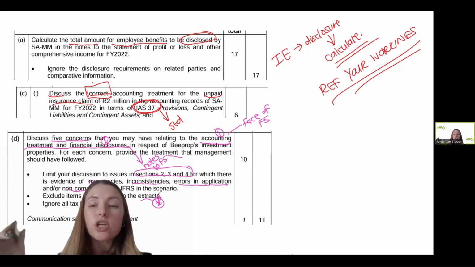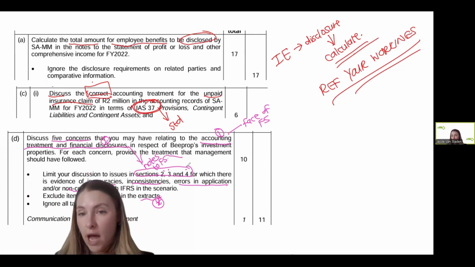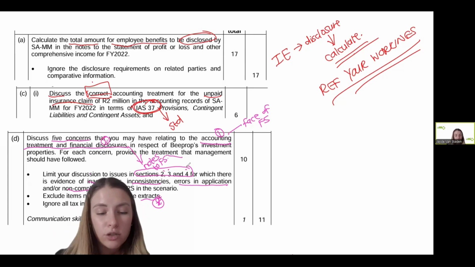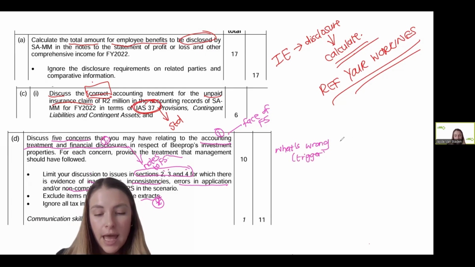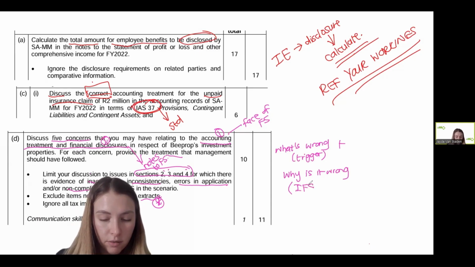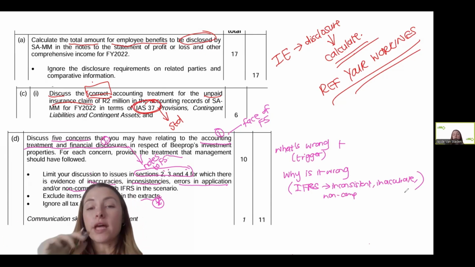Okay, so you're essentially going to work your way through whatever is in section 2, 3, and 4, and you are going to identify concerns. So when you identify a concern, you're essentially going to say, what's wrong? And that is going to be your trigger. And why is it wrong? That's essentially going to be linked to the IFRS. Either there's an inconsistency or an inaccuracy or non-compliance entirely. Okay, so that's how you're going to get the mark.